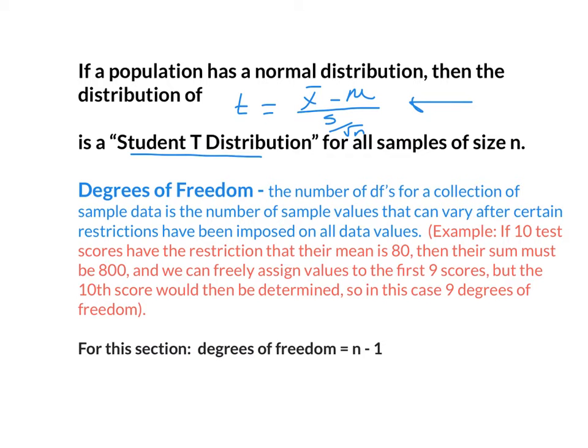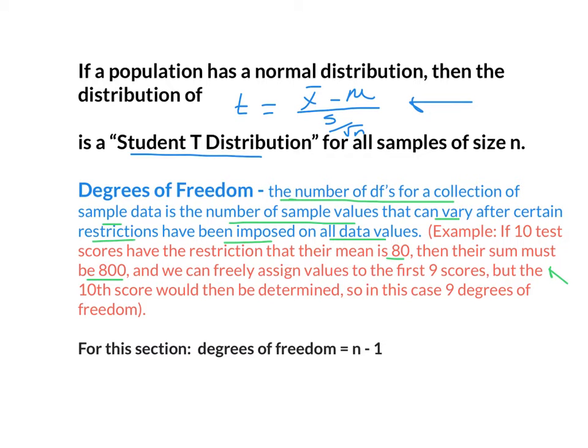So, degrees of freedom. The number of degrees of freedom for a collection of sample data is the number of sample values that can vary after certain restrictions have been imposed on all data values. That sounds kind of weird. Okay, best example I can give you right here. Example: if 10 test scores have the restriction that their mean is 80, then their sum must be 800, because 80 times 10 is 800.